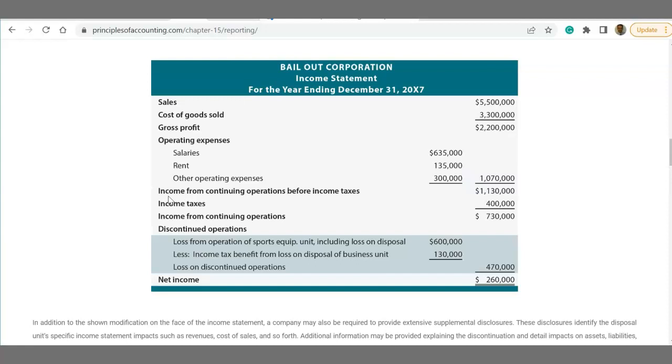And then below that, but above income tax, right here in the middle, you have other revenues and gains, loss or expenses. Those are like interest expense, interest income, loss on sale of equipment, gain on sale of equipment. Those things will be right in the middle here, above income tax, but below income from operation. Okay, income from operation below it, but above income tax.